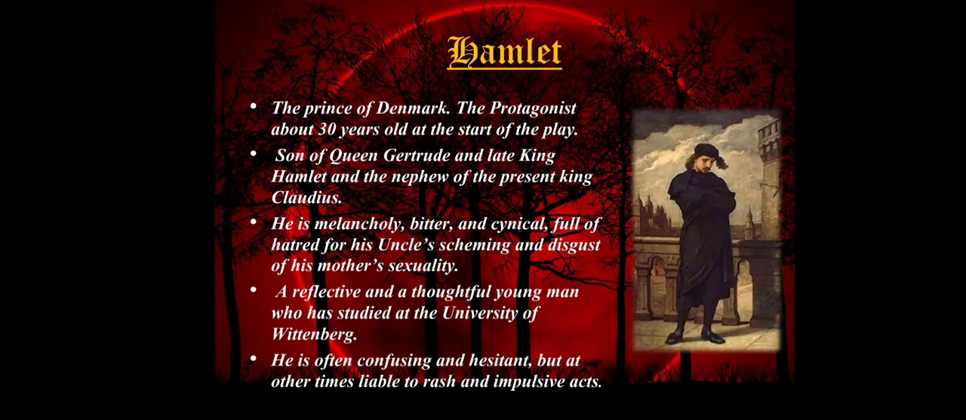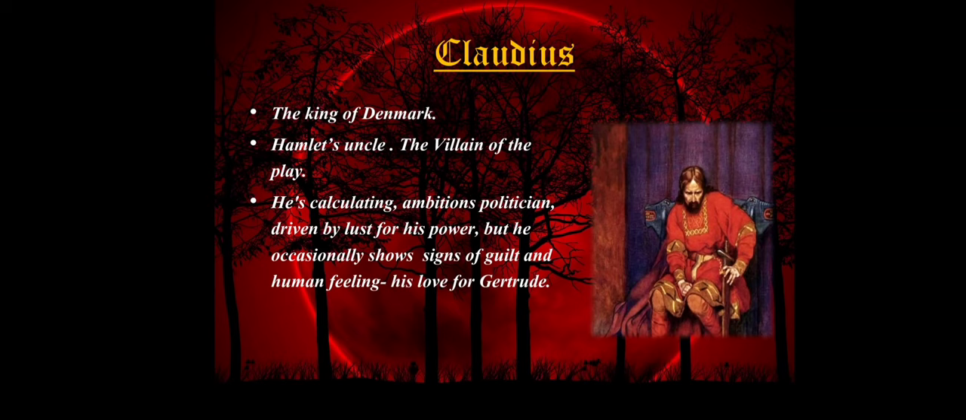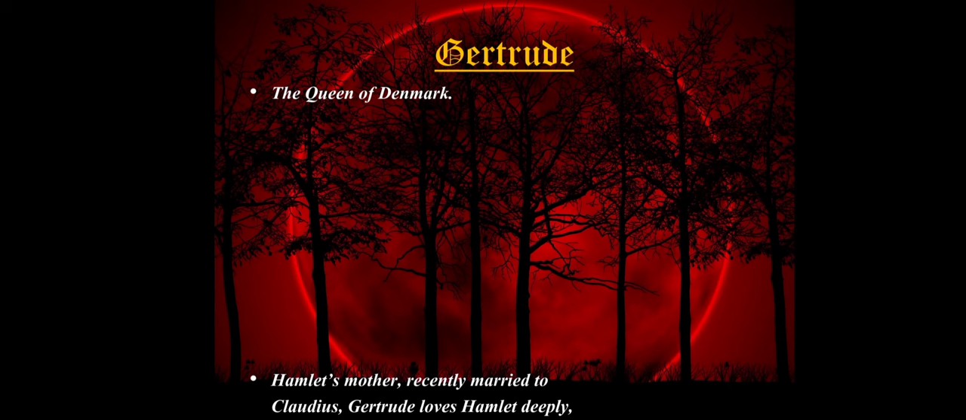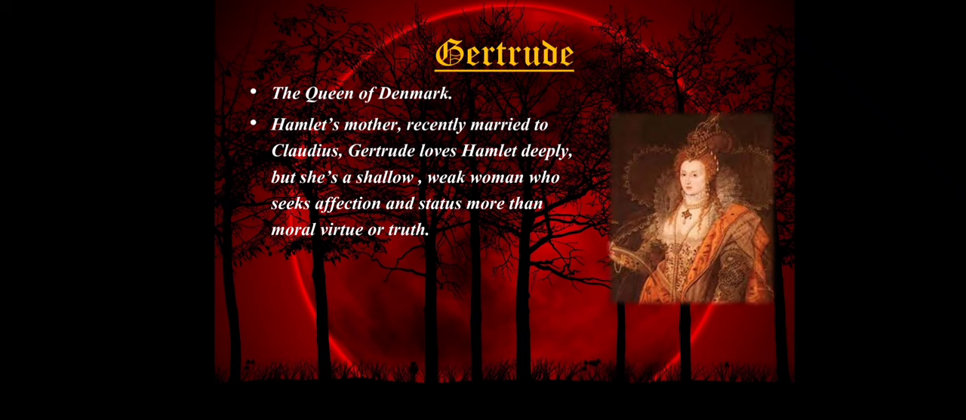Claudius, the King of Denmark, Hamlet's uncle, the villain of the play. He is a calculating, ambitious politician driven by lust for power, but he occasionally shows signs of guilt and human feeling, like his love for Gertrude. Gertrude, the Queen of Denmark, Hamlet's mother, recently married to Claudius. Gertrude loves Hamlet deeply, but she is a shallow, weak woman who seeks affection and status more than moral virtue or truth.